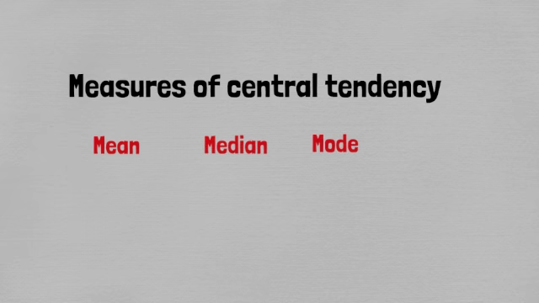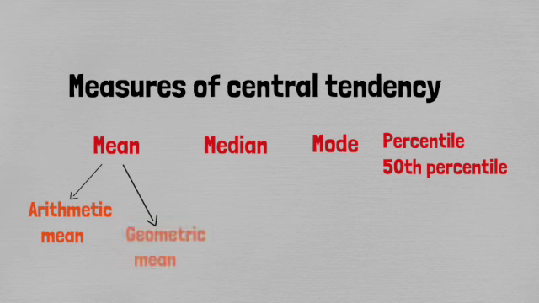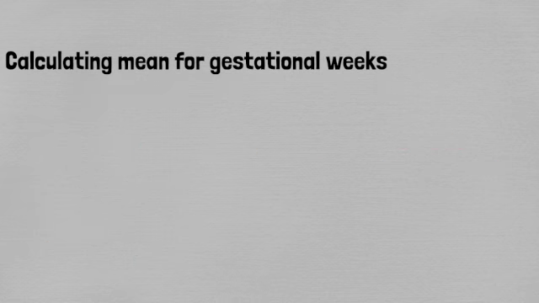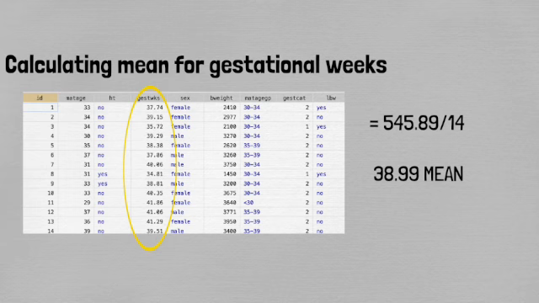Measures of central tendency. To see the central tendency or value of data, you could calculate mean, median, mode, or percentile, like the 50th percentile. Mean can also be arithmetic mean or geometric mean. Now, in order to calculate the mean for gestational weeks, you can add these values and divide by the total number of these values.